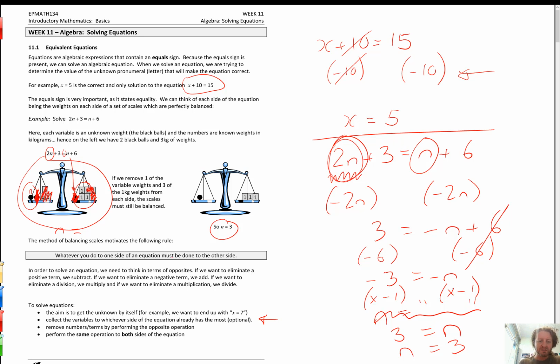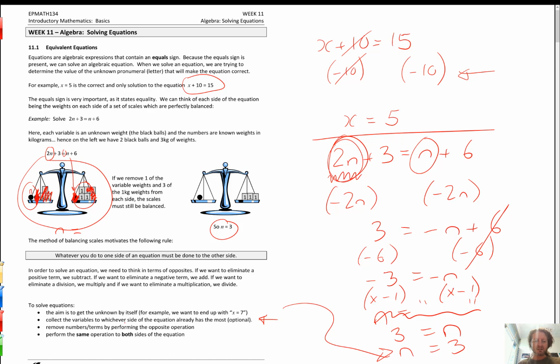So what have we got here? Whatever you do to one side of the equation, you do to the other. We think in terms of opposites is what this statement's saying. So to remove a plus 3, I subtracted 3. Soon we'll look at examples where to get rid of a times 2 or divide by 2 and so on. To solve equations, the aim is to get the unknown by itself. End up with like x equals 7, n equals 3. The aim is to get the letter by itself equals something.